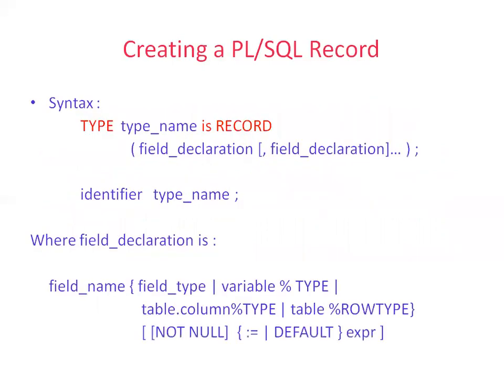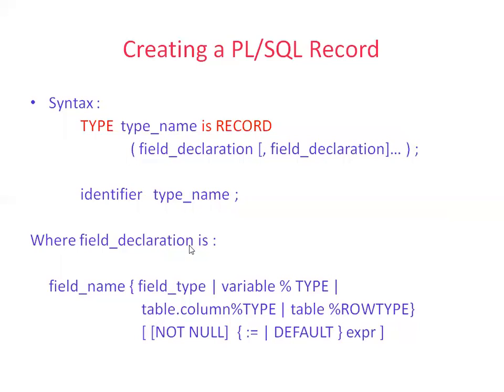Now, how do we create a PL/SQL record in Oracle? We have to create our own user-defined data type. It is called a user-defined data type because this data type is created by the developer. It is not provided by Oracle. When you create a user-defined data type, we use the keyword TYPE, and that's where it comes into the picture.